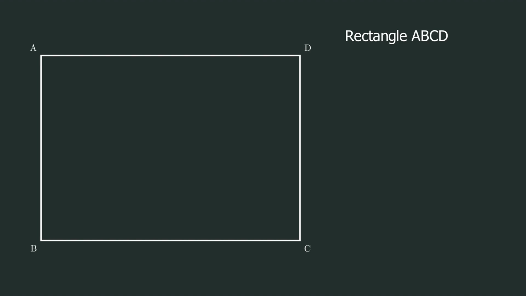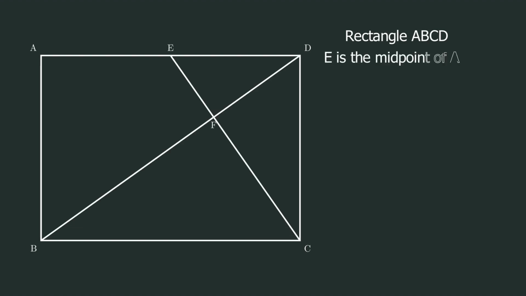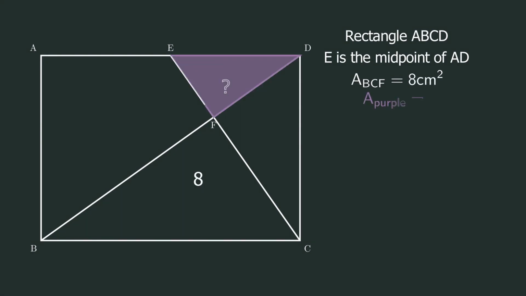Rectangle ABCD. E is the midpoint of AD. The area of triangle BFC is 8 square centimeters. Find the area of the purple triangle and the rectangle.